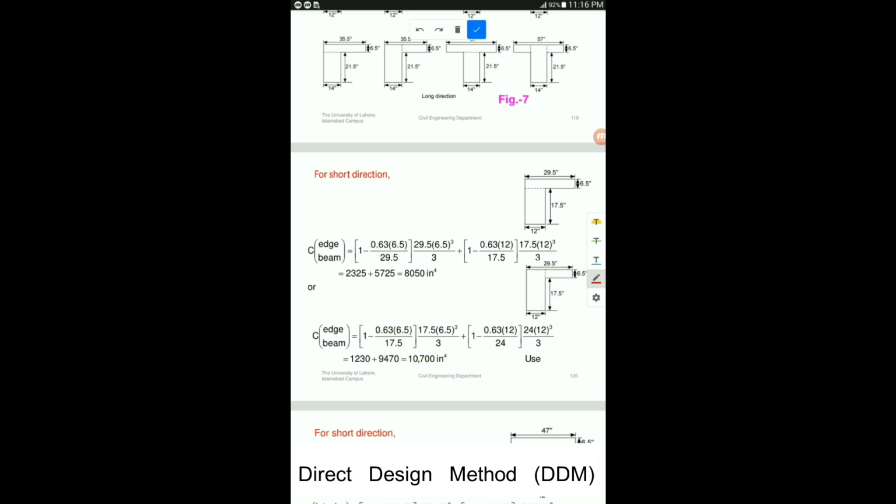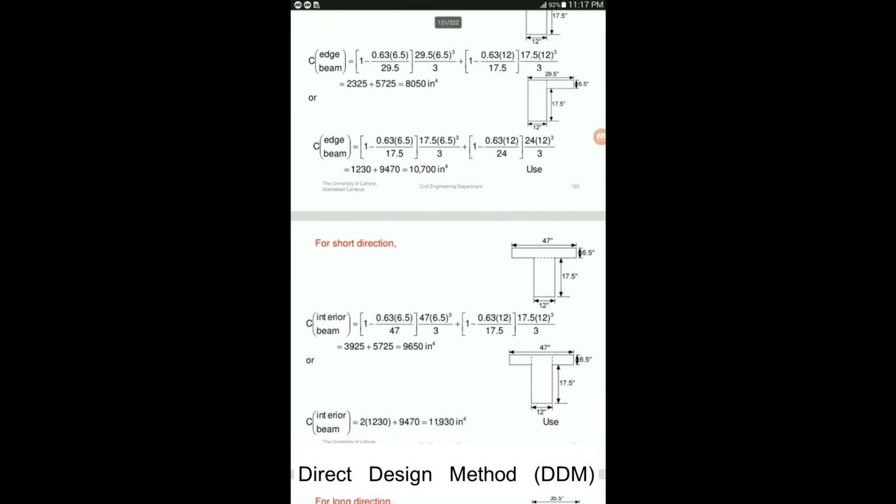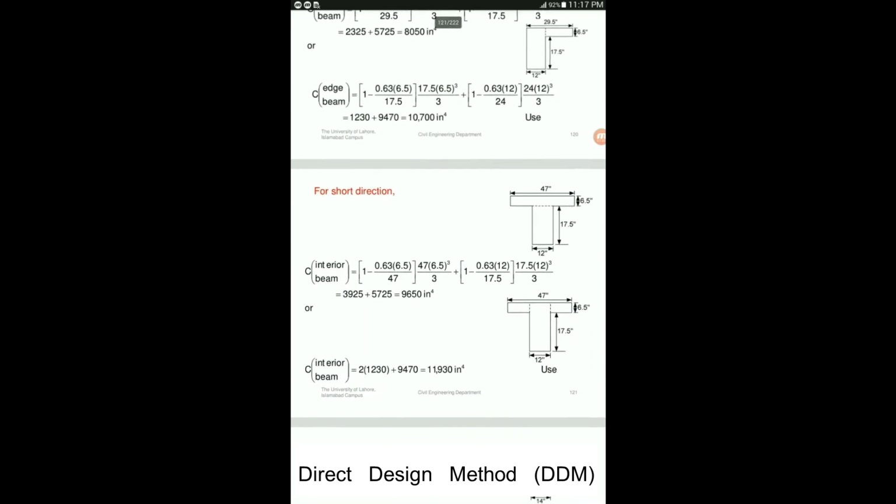After this calculation, the torsional constant is coming out to be 10,704. So you're going to compare these. The largest is this one, so you're going to use this one. In the same way, the calculations have been performed for a T-shaped beam as well. This is for a T-shaped beam.